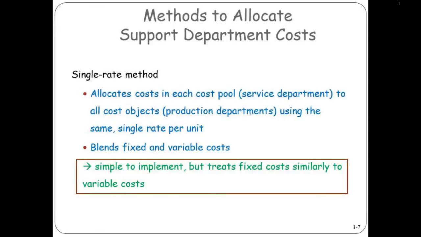There are two ways to look at this. There's the single rate method that allocates from the service departments into the cost objects based upon a single number, a single rate, and it kind of blends fixed and variable costs into a single rate and doesn't try to be too fine in its analysis. This is simple, but it's somewhat less refined than having a multiple rate method. Generally speaking, though, this is the way it's done.